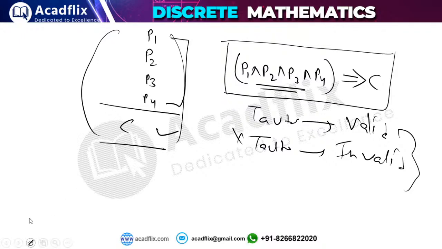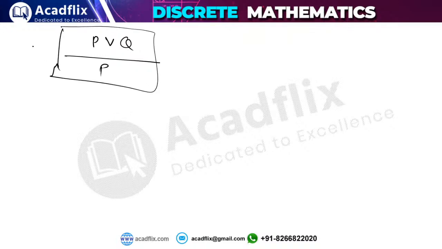Okay, let me have one more question on arguments. Let's see one more question. Let's assume that this is your hypothesis, P or Q, and this is your conclusion, P. Tell me, is this complete argument valid or not? Tell me, valid or not? Try this question. Devika, try this question.